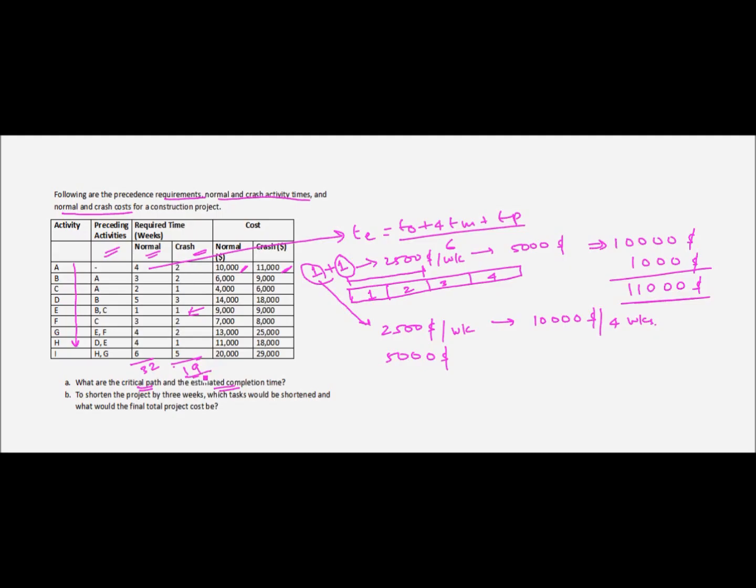So even though we can complete the project in 19 weeks, there is a lot of additional costs that we'll have to incur for reducing the time. But the project management has decided that as long as we can reduce this time by 3 weeks, we may be able to get a better return on the project than by reducing the project by 32 minus 19, that is 13 weeks. So we are being asked that to shorten the project by 3 weeks, which tasks would be shortened and what would be the final total project cost.